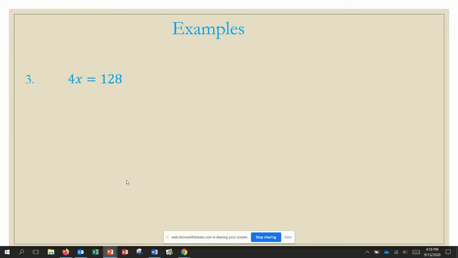Okay. Number 3, 4x equals 128. So now we have 4 times some number that we're looking to find is equal to 128. Well, how would we get this coefficient to be 1? What do we have to do to the 4 to get the coefficient to be 1? Well, the only thing we can do is divide by 4, since we know that 4 divided by 4 is 1. And if we divide the left-hand side by 4, we have to divide the right-hand side by 4. 128 divided by 4 gives us x equals 32.